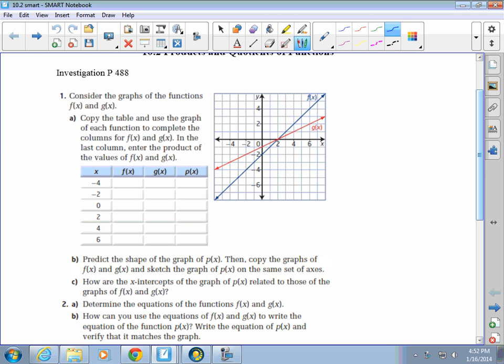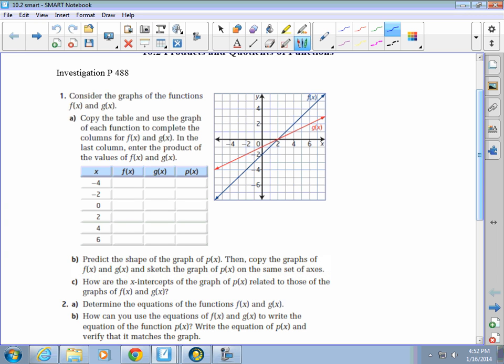So from your textbook on page 488, it says, consider the graphs of the functions f(x) and g(x). Copy the table and use a graph of each function and complete the columns for f(x) and g(x). And in the last column, we're going to enter the product of the values of f(x) and g(x).